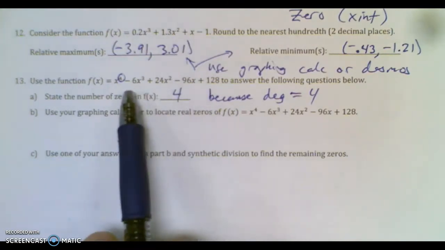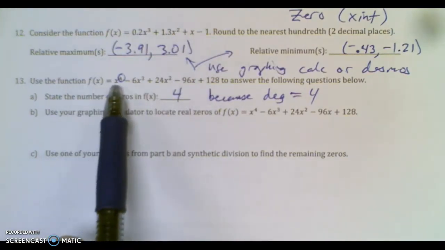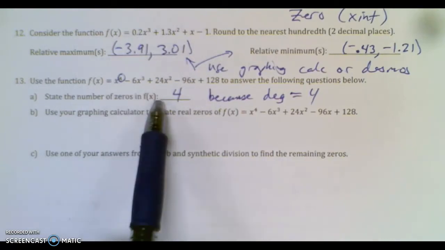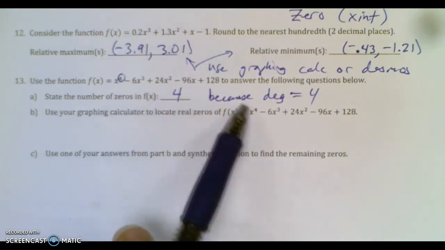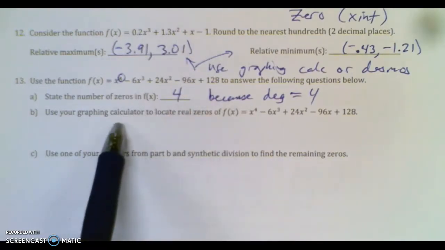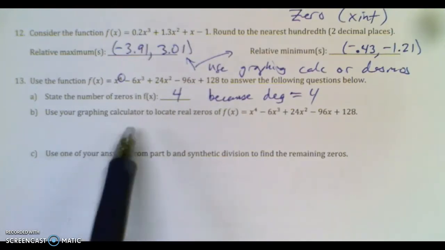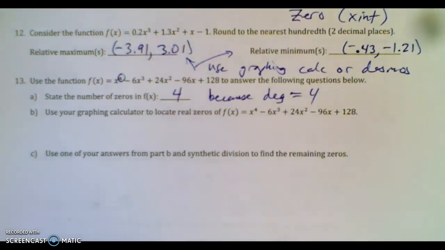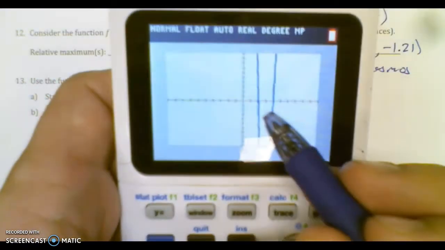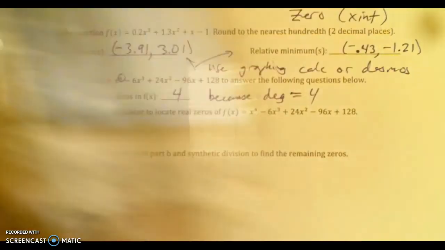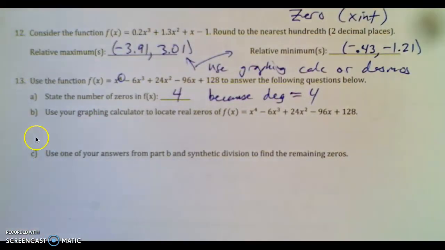And then when we go after this problem, this is the one we did the other day, if you see a power of 4, I expect there to be 4 zeros because the degree is 4. So we're going to use our graphing calculator to find the real zeros. If you look at your graphing calculator, you will see it looks like it hits at 2 and 4. So I'm going to do a little synthetic division down here to take out 2 and 4.